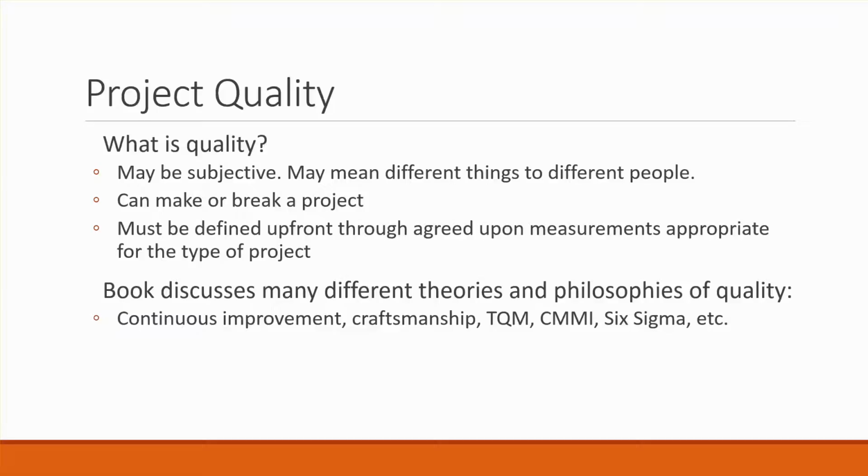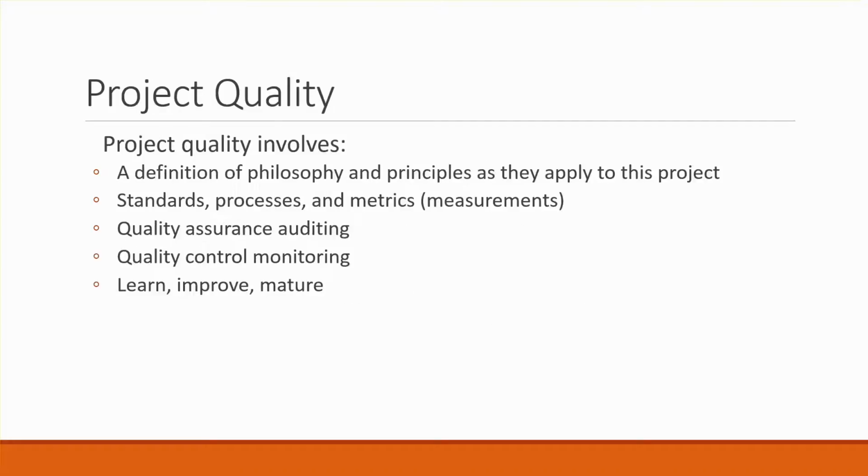The book discusses many theories and philosophies of project quality, including continuous improvement, craftsmanship, TQM, CMMI, Six Sigma, etc. So project quality involves defining the philosophy and principles that will be implemented in this particular project. And again, what looks like quality in our project may not represent quality in other projects. So we want to define what we believe quality looks like from a philosophy and a principles perspective for our project. Then we want to identify the standards, the processes, and the metrics by which we will evaluate quality.